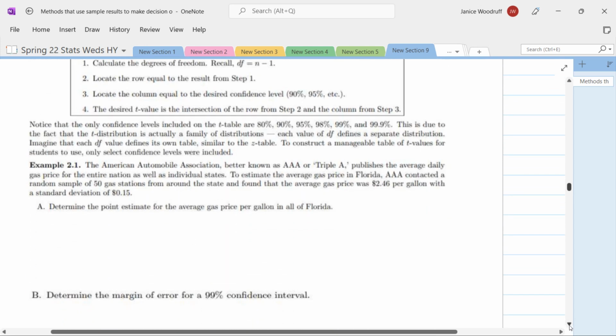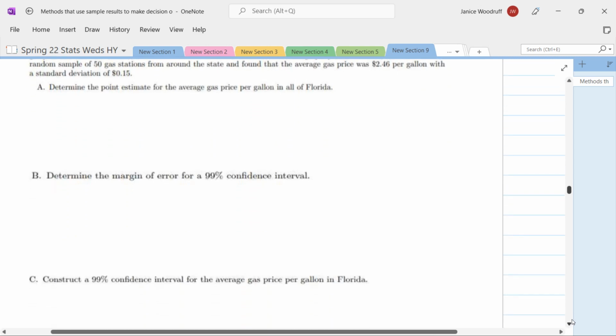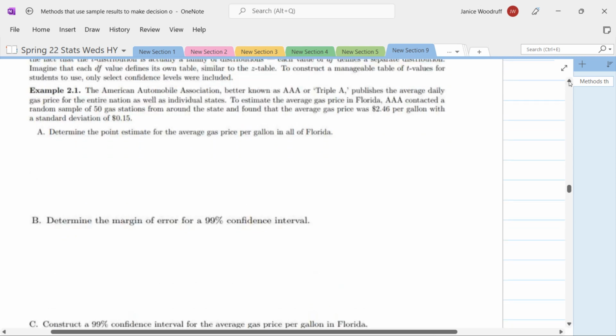So let's do an example. The American Automobile Association, better known as AAA, publishes the average daily gas price for the entire nation as well as individual states. To estimate the average gas price in Florida, AAA contacted a random sample of 50 gas stations from around the state and found that the average gas price was $2.46 per gallon with a standard deviation of 15 cents. You can tell that this was written a couple years ago. So it's definitely not what it is right now.